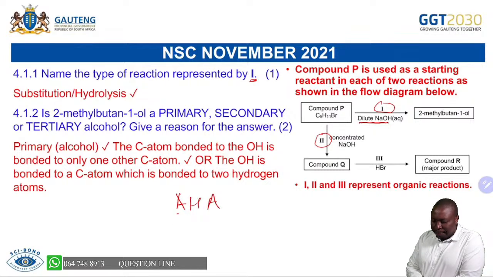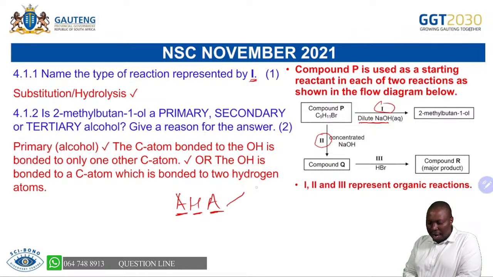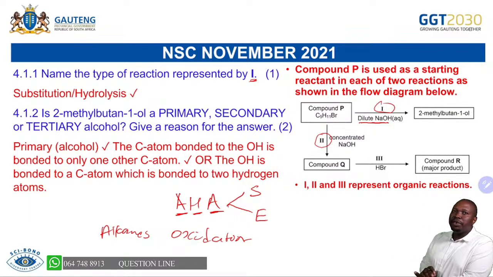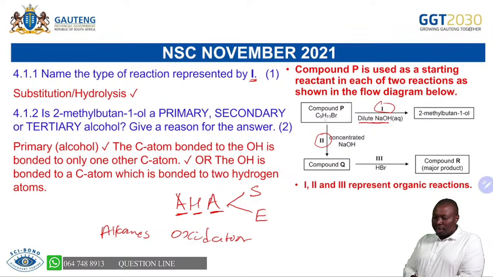alkanes, haloalkanes, and alcohols are the ones that undergo 2 reactions: either substitution or elimination. We are aware that alkanes can also undergo oxidation or combustion, but in this case we're focusing on substitution and elimination. When you see a haloalkane, you know that it can undergo substitution or elimination.